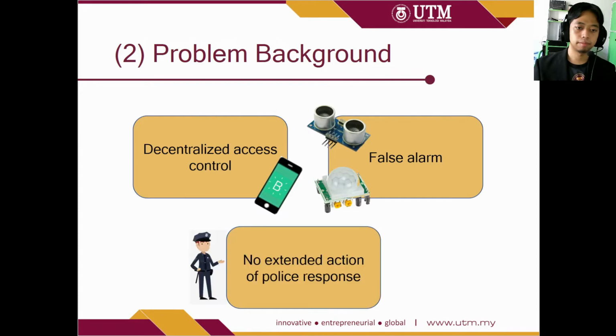And lastly, the current home security system also does not have an extended action that will allow the user to contact the police easier if an intruder has been detected. The homeowner needs to make an emergency call manually to the police if burglary happens, and it will take a lot of time. So for the solution, the system needs to set up an alert message to the police and make confirmation to the user.